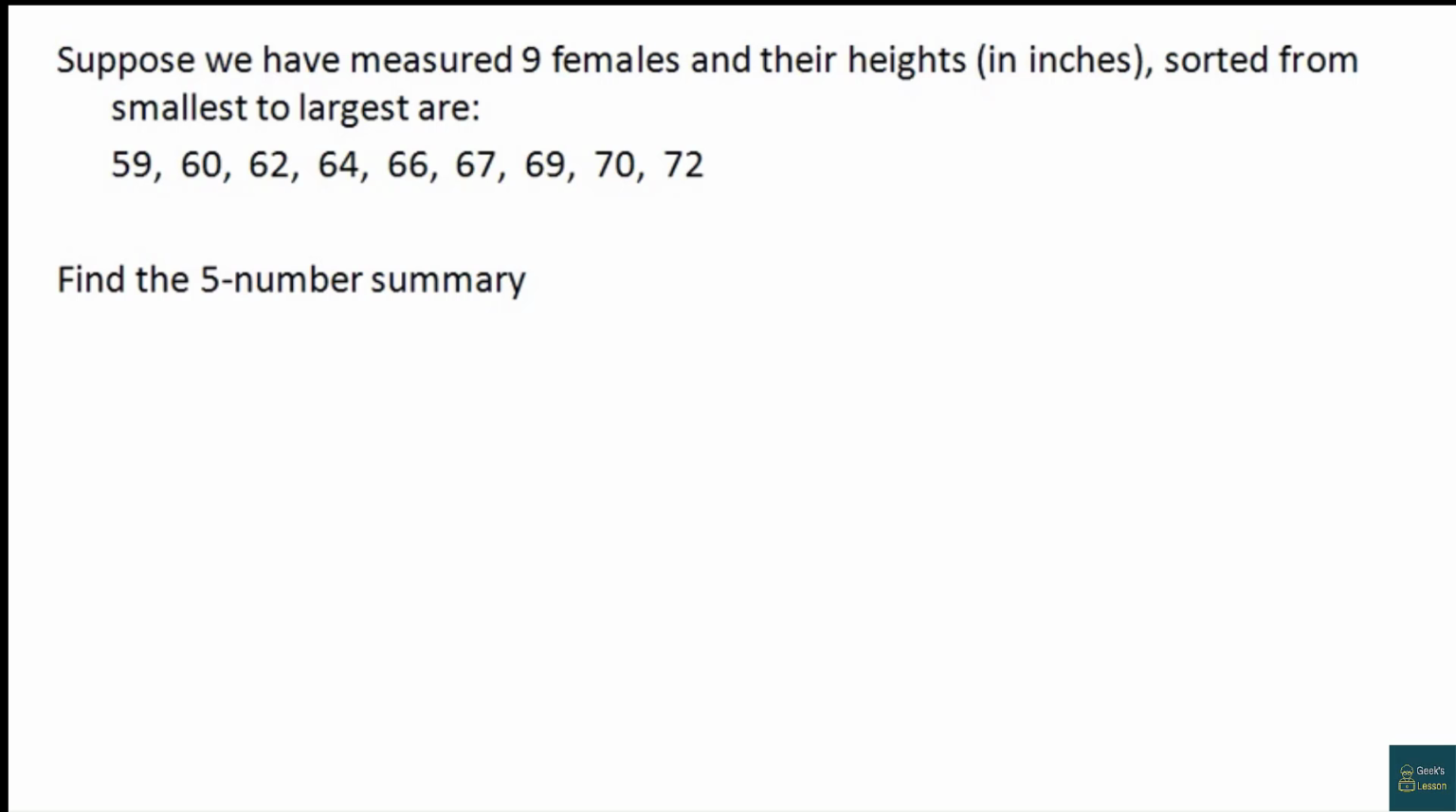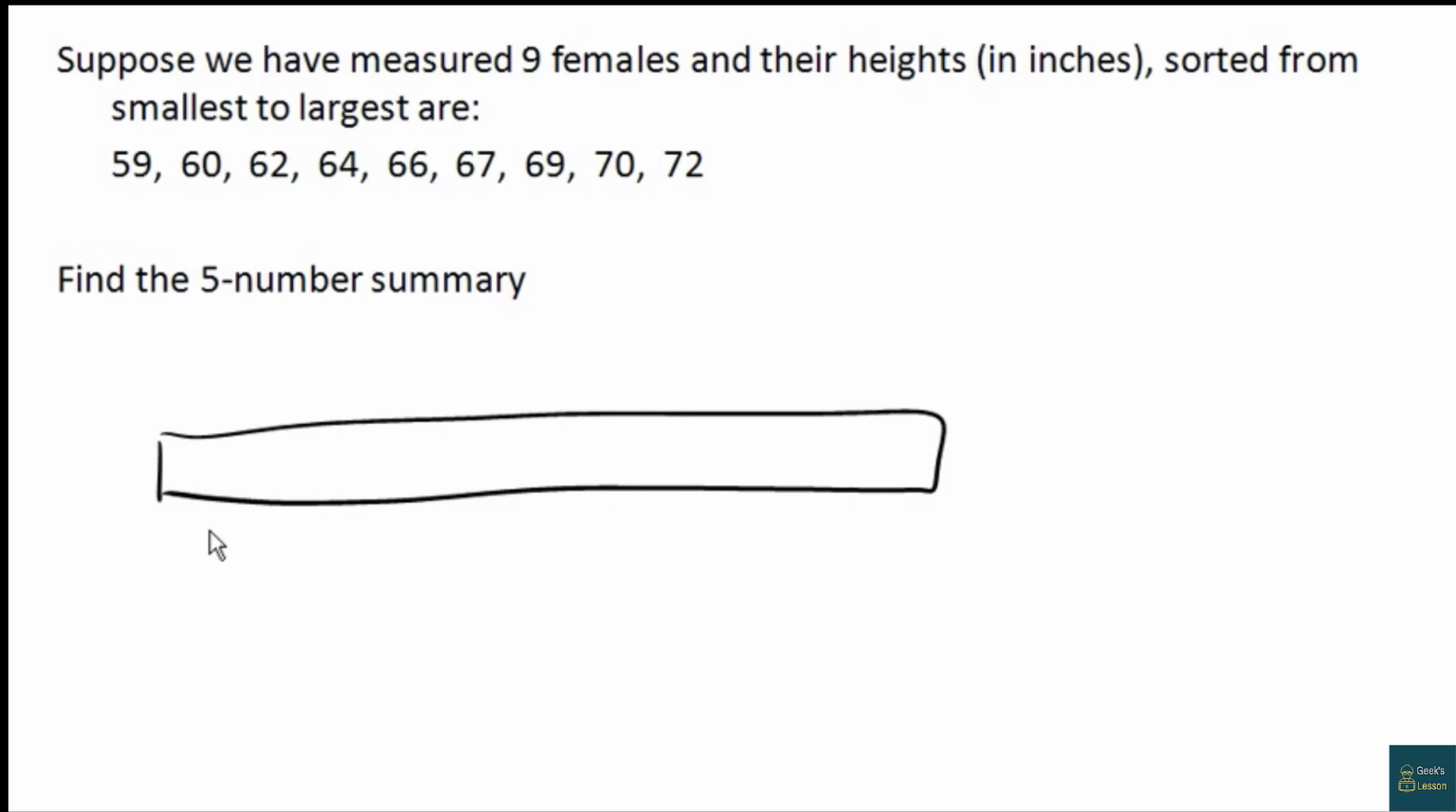So we have a set of females' heights, and it's been sorted from smallest to largest, and we want to find the 5-number summary. Now, the 5-number summary is based on the median, kind of like the standard deviation was based on the mean. So this is a measure of spread based on the median, and the idea is that we're going to take all of our data, suppose we have this big chunk of data, and divide it up into quarters. So we're going to divide our data into 4 chunks. And the median, remember, divides the data in half, right? And so the median will be in the middle.